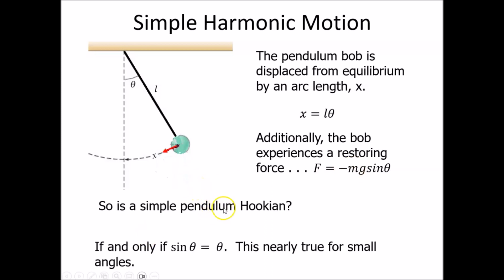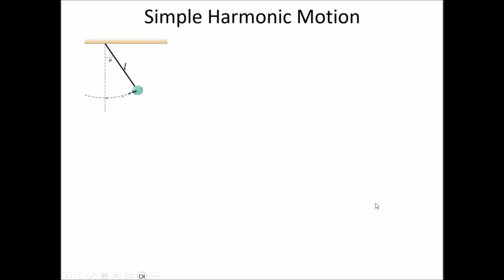We want to know if this is a Hookean relationship, like F equals negative kx. Well, that would be true. This F equals negative mg sine of theta would be Hookean as long as sine theta is proportional to theta, which is only true for very tiny angles. So sine of theta, again in radians, is pretty close to theta for small angles. So we're starting off with F equals negative mg sine of theta, and let's assume this is small angles, so therefore it's approximately negative mg theta. Again, we're dealing with radians here.